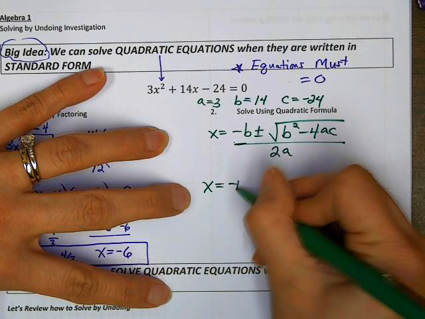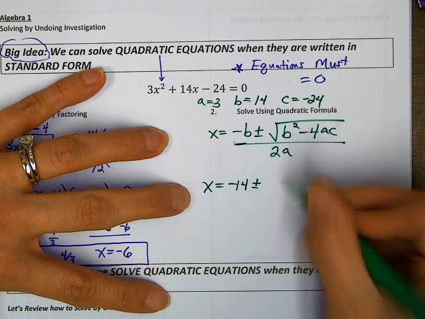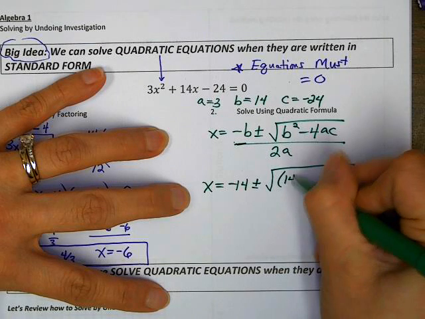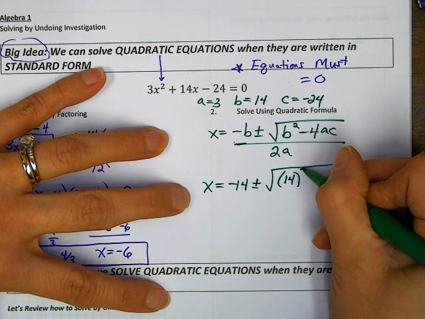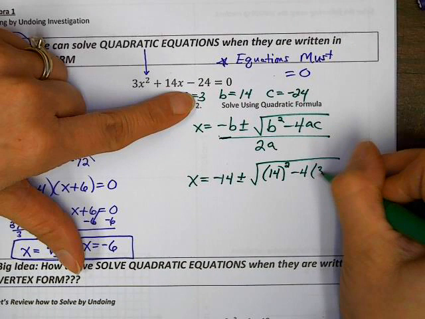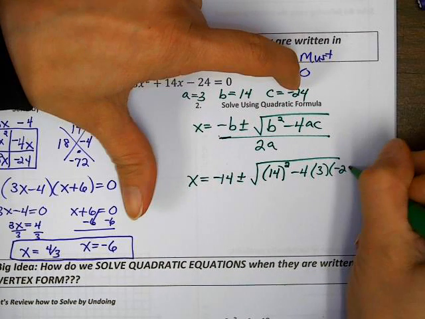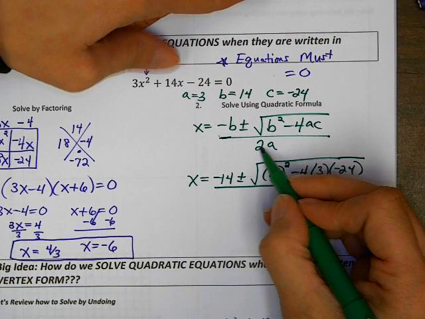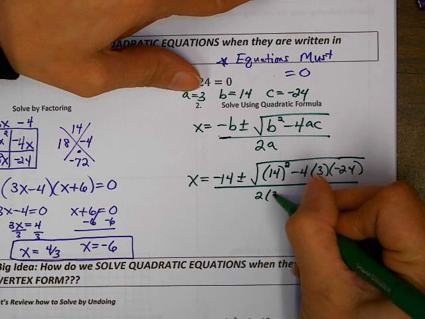What is the negative b, or the opposite of b? Negative 14 plus or minus the square root of b squared. Make sure you put b in parentheses. Square it. Minus 4 times the a times the c number. Okay, all over 2 times the a number, 2 times 3.